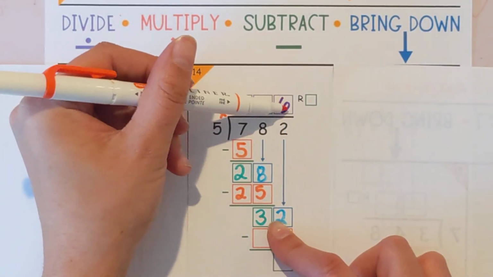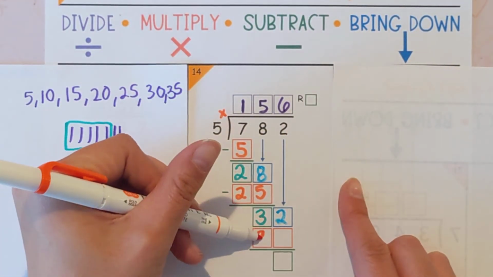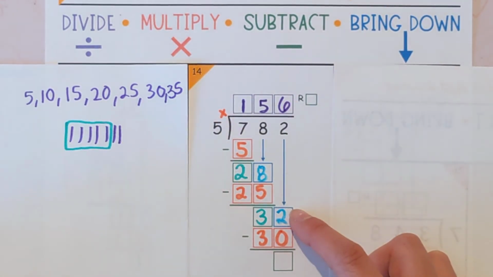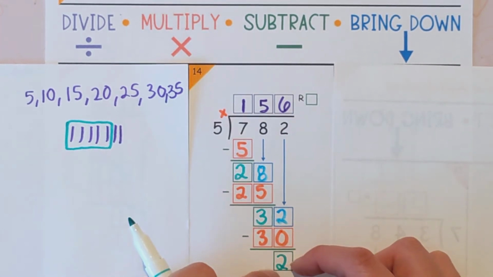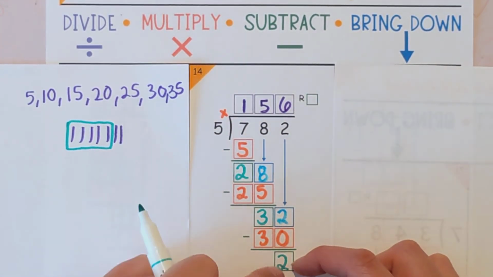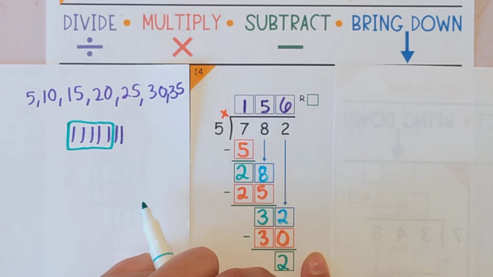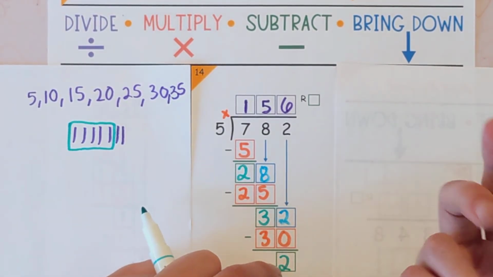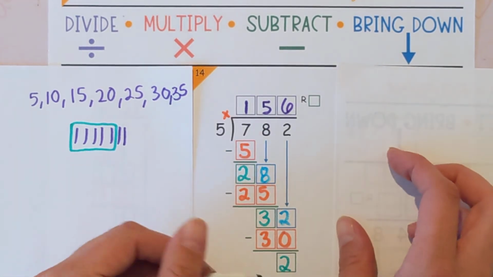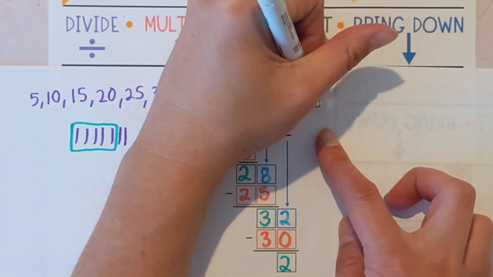Now we multiply it back. 6 times 5 is 30. 32 minus 30 is 2. This is a small number. We can't divide it by 5, and there's nothing left to bring down. That's how we know that 1, we're finished, and 2, that's a remainder. It's left over. So I'm going to put this up in this little box.